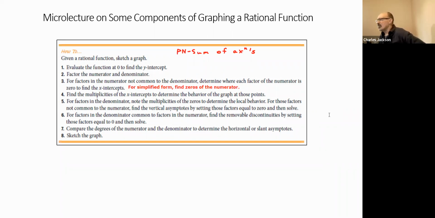For factors in the denominator, note the multiplicities of the zeros to determine the local behavior. For those factors not common to the numerator, so again, simplified form, find the vertical asymptotes by setting those factors equal to 0 and then solve. What is an asymptote? A line that a curve approaches. So for simplified form, find zeros of the denominator.